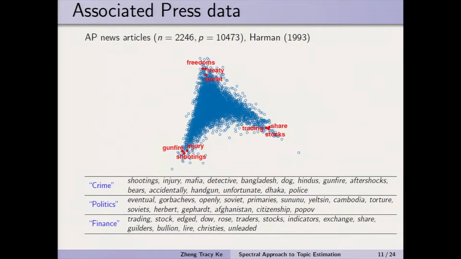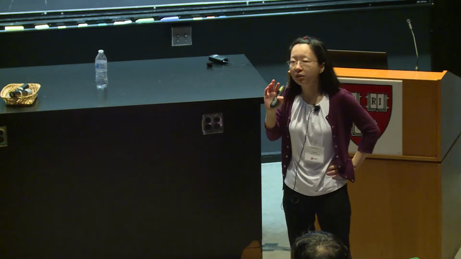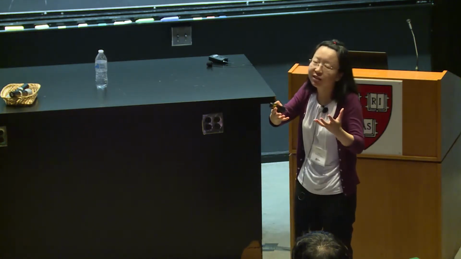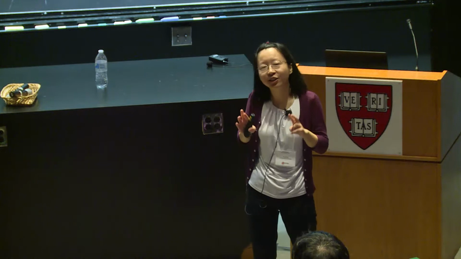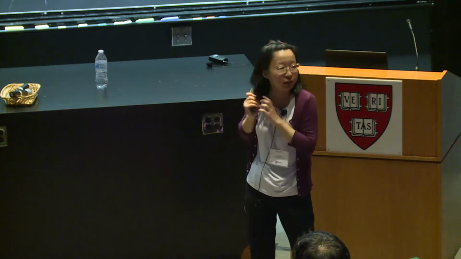For example, for the topic of crime, the anchor words include shootings, injury, detective, gunfire, aftershocks, etc. Some words seem to be quite confusing, such as Bangladesh, Hindus, and Dhaka, the capital city of Bangladesh. I Googled it, and I found that in 1990s, remember this data set was collected in early 1990s. In 1990, there were a series of attacks against the Hindus in Bangladesh. And Wikipedia called it the Bangladesh anti-Hindus violence. I guess that explains why we see these words here.